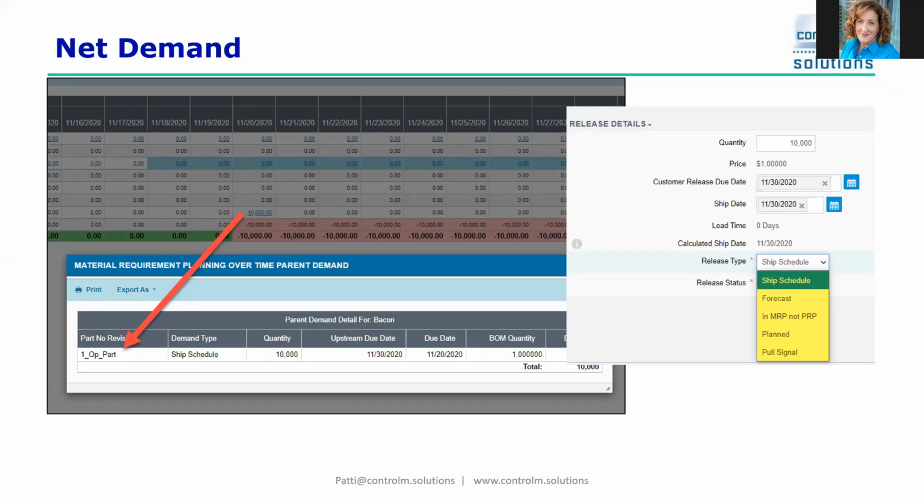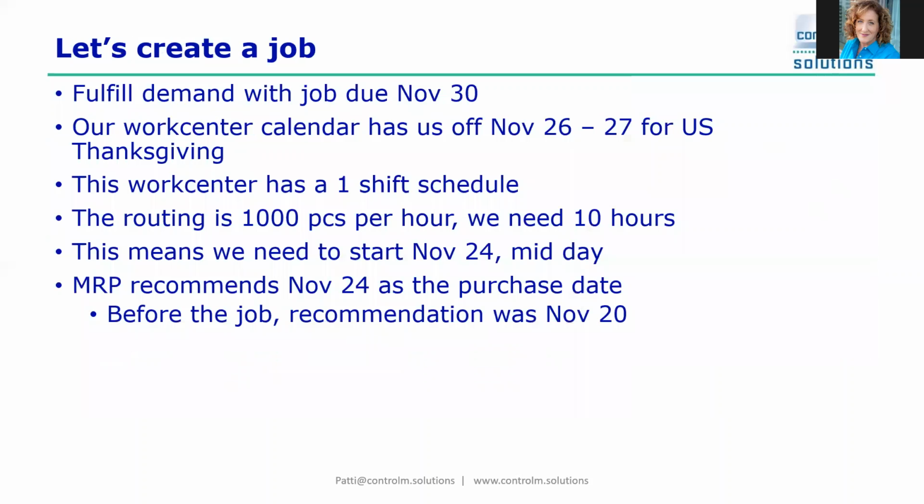The order quantity multiplied by the BOM quantity at that routing step, which in our case is a one-for-one relationship, tells us that we need 10,000 pounds of bacon to make this part. The upstream due date is the customer release date, and the due date is the demand date minus the finished good part lead time to tell us when we need to have the parts by. So far, so good? All right, let's start complicating things.